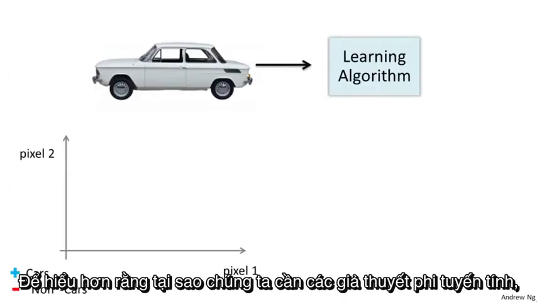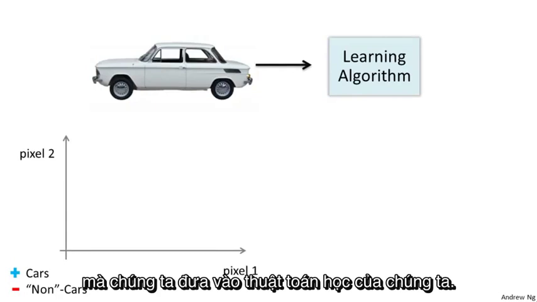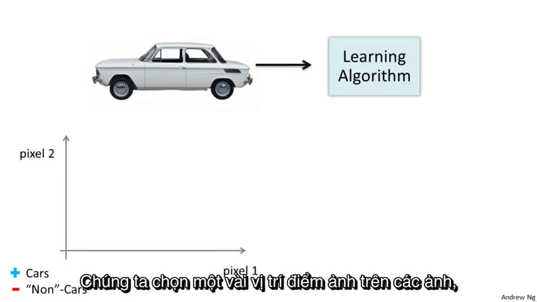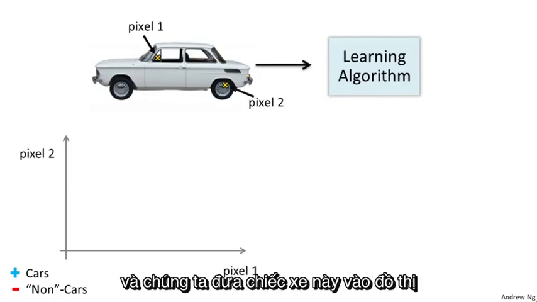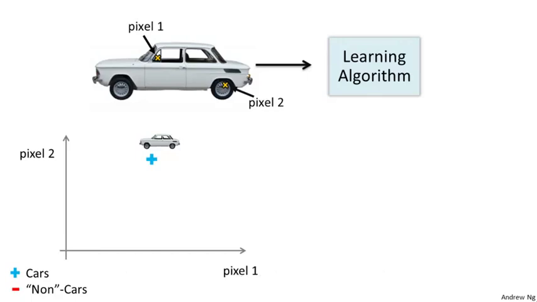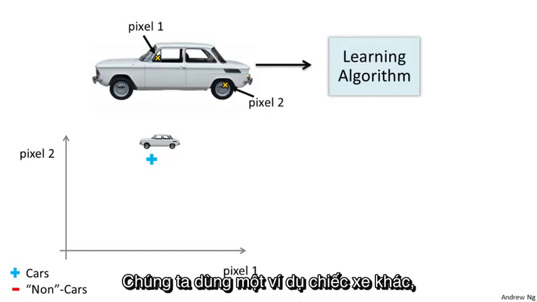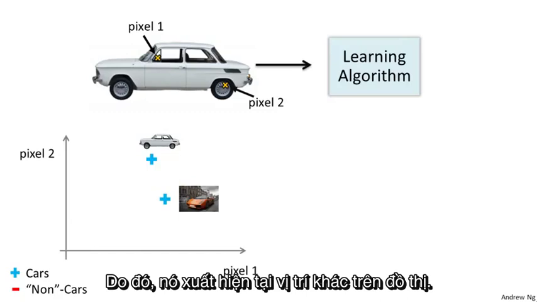To understand why we need nonlinear hypotheses, let's take a look at some of the images of cars and maybe non-cars that we might feed to our learning algorithm. Let's pick a couple pixel locations in our images. So that's pixel 1 location and pixel 2 location, and let's plot this car at a certain point depending on the intensities of pixel 1 and pixel 2. And let's do this for a few other images. So let's take a different example of a car and look at the same 2 pixel locations, and that image has a different intensity for pixel 1 and a different intensity for pixel 2, so it ends up at a different location on the figure.